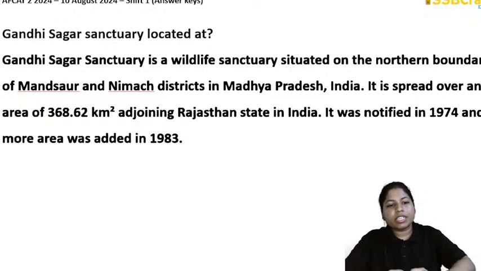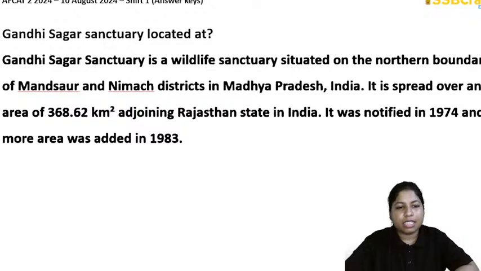Okay, next question is गांधी सागर सेंचुरी located at, जो गांधी सागर सेंचुरी है वो कहाँ पे लोकेट हुई है? Yes, so it is in मध्य प्रदेश. Gandhi Sagar Sanctuary is a wildlife sanctuary. It is situated on the northern boundary of Mandsaur and Neemuch. So these districts are present in Madhya Pradesh. So Gandhi Sagar Sanctuary ये मध्य प्रदेश में है, इंडिया में. So it is spread over the area of 368.62 kilometers square. It is adjoining Rajasthan state in India, and it was notified in 1974 and more area was added in 1983.